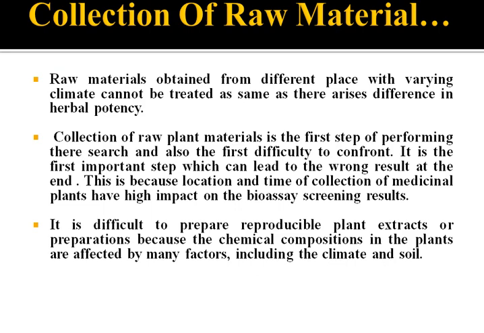Next is the collection of raw material. This is a very important step because it is the first and foremost step. We have to collect the part of the plant, then it is processed. If the part of the plant is not collected properly, it can lead to the worst results. Raw material obtained from different places with varying climate cannot be treated as the same, as there arises a difference in the herbal potency.